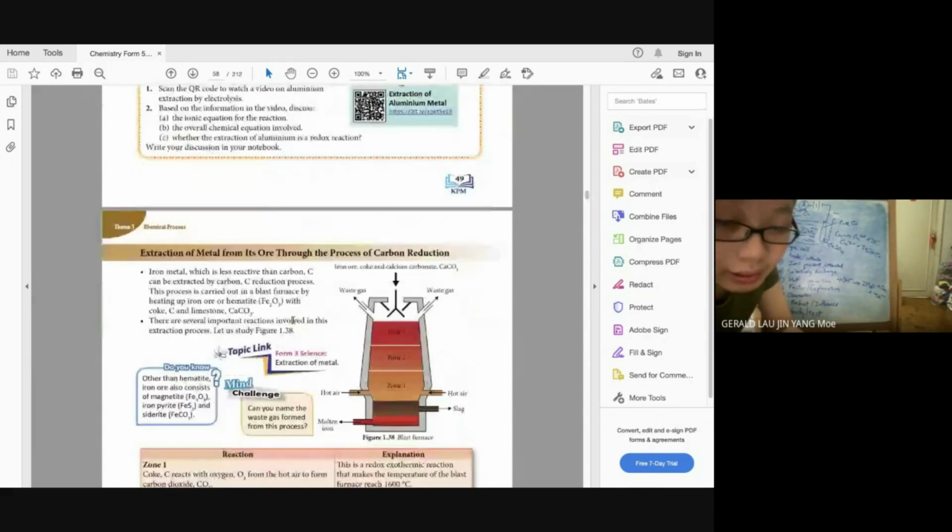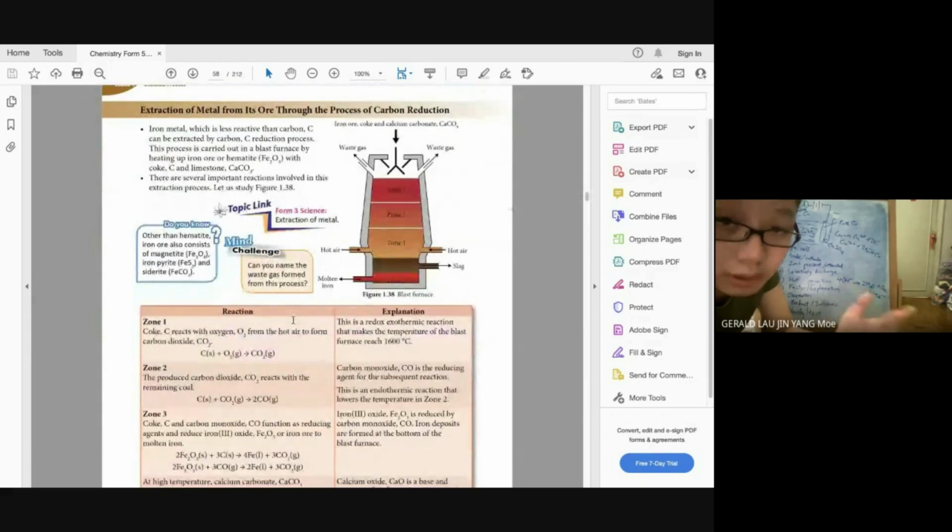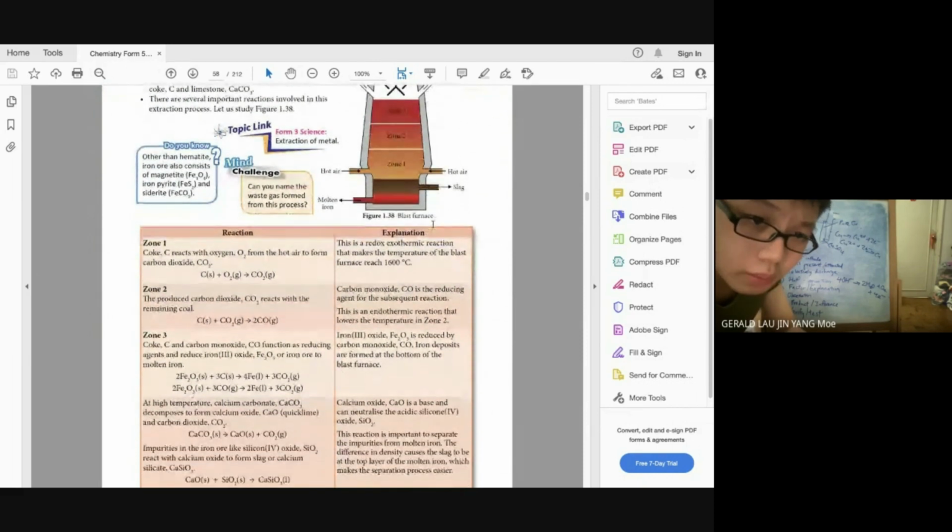Okay, another mechanism you have to understand, a process you have to understand, is in the blast furnace. Blast furnace is for the iron, iron 3 oxide. How do you get iron? Okay, so carbon in zone 1, I add carbon with oxygen to form carbon dioxide.